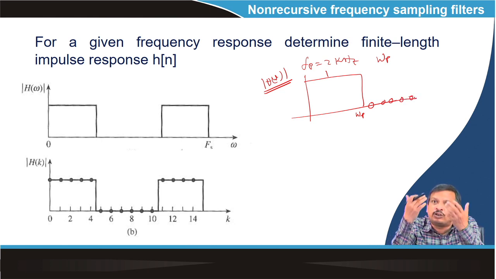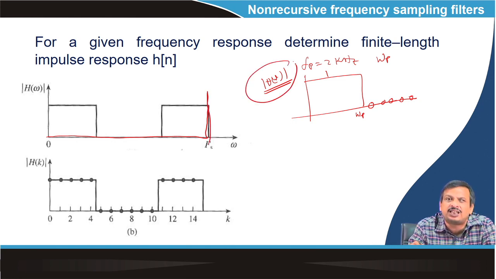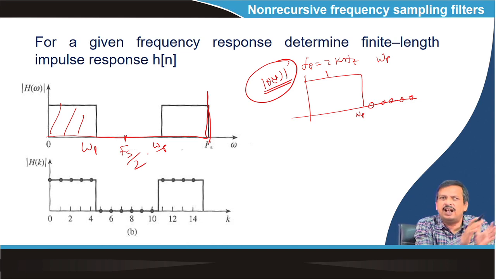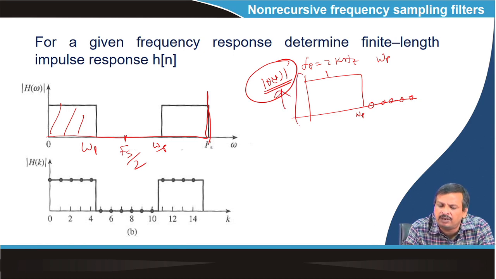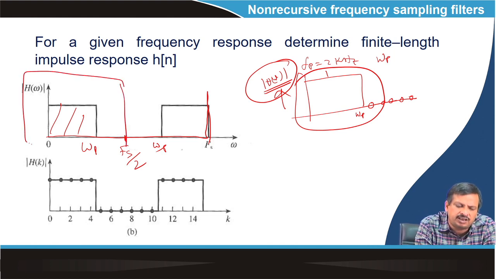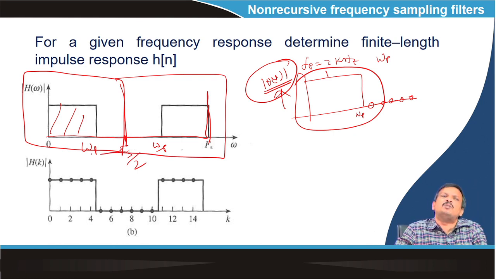Now if I draw the actual magnitude response of this filter, it will look like this: 0 and then Fs, because the magnitude response is symmetric at Fs by 2. So at Fs by 2 it will be symmetric. That's why I get this one as omega p and this one is also omega p, so on this side and this side, both sides I will get. This is the magnitude response of the filter. This is the symmetry property, so the Fs by 2 part is sufficient, but in theory I get the entire part. So this is given to me.